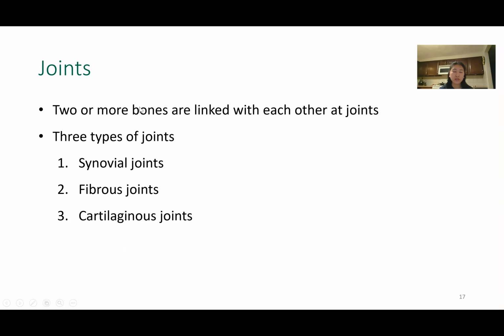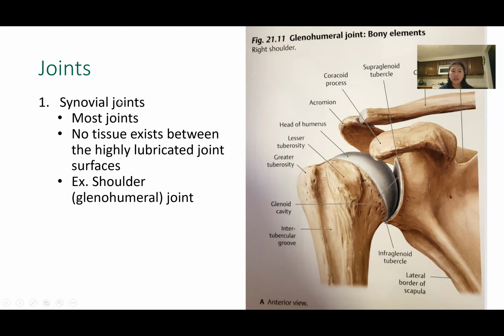So now let's move on to talk about joints. What's defined as a joint? Two or more bones that are linked together with each other at joints. Joints can be classified into a few types in a couple of different ways. The first way of classifying joints is just by type. It's either synovial, fibrous, or cartilaginous joints. We'll talk about this way of classification first. A synovial joint is actually the most prominent type of joint.